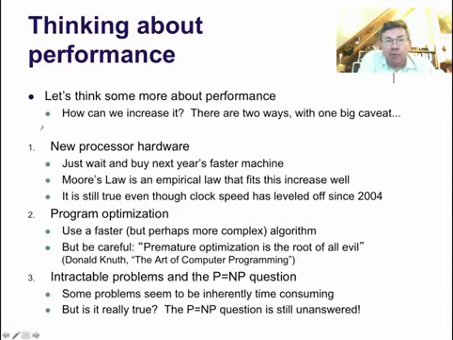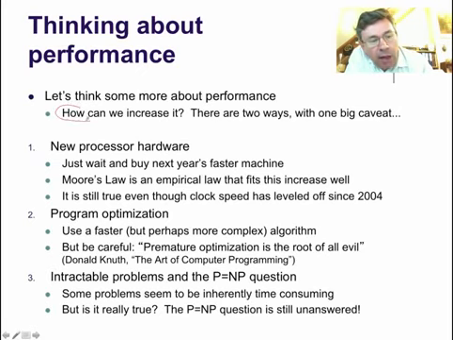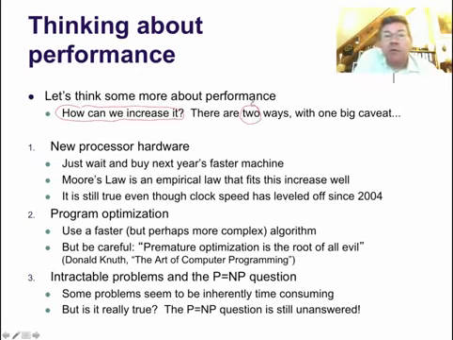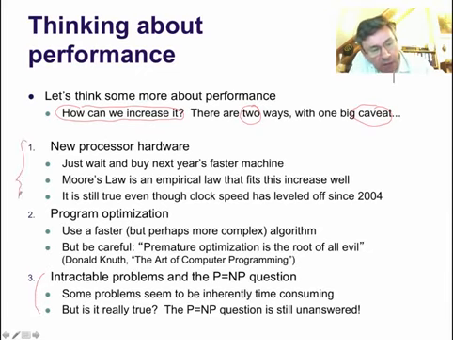Up to now, we've seen the concepts and the mathematical ideas we need to reason about performance. Let's now take a step back and think more about how we can increase performance. There are basically two ways to do it, but with a very big caveat. The caveat is intractable problems, and I'll talk about that in the next video. Let's talk now about the two ways to increase performance, which are new processor hardware.